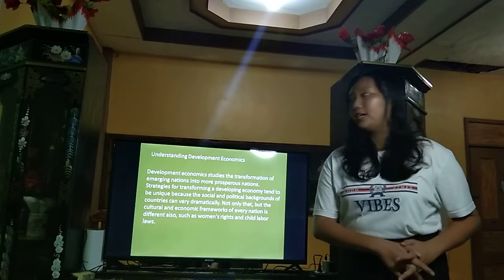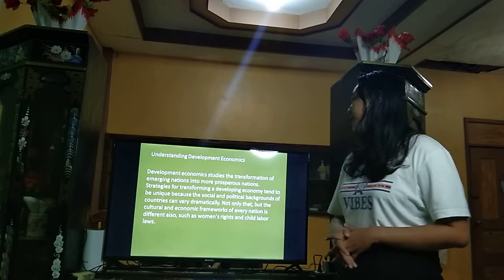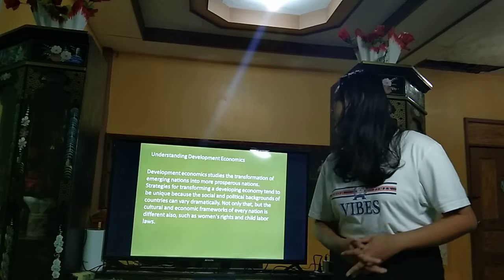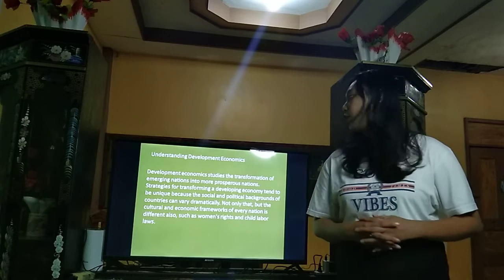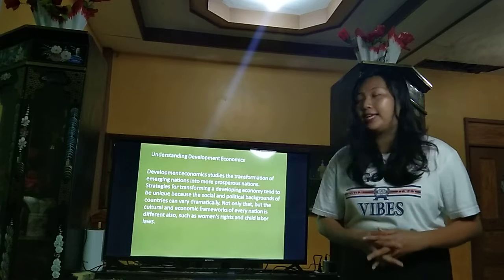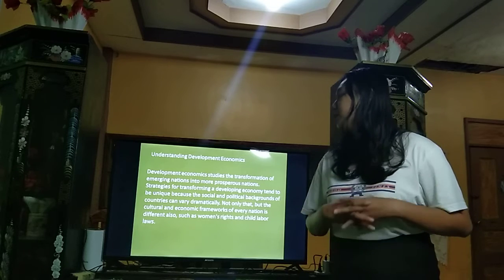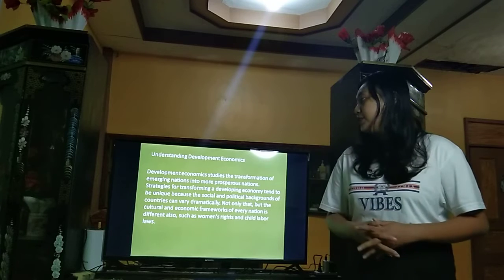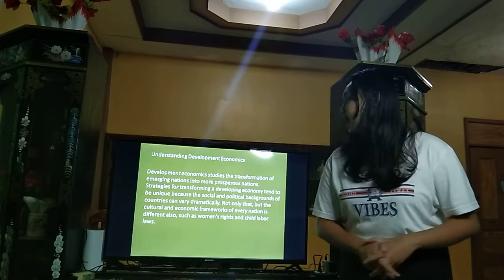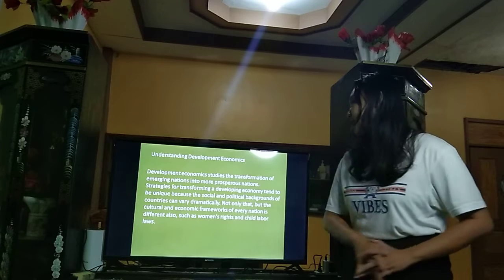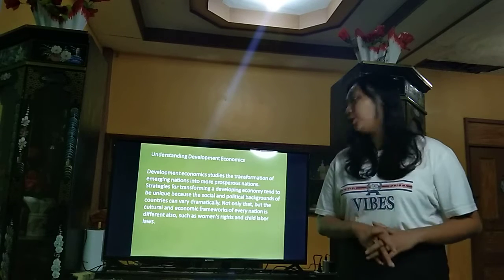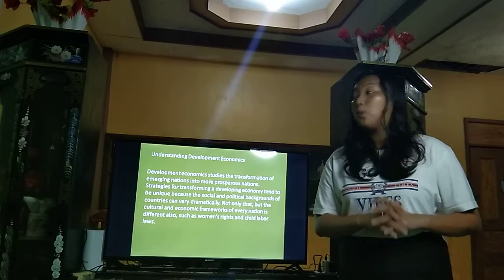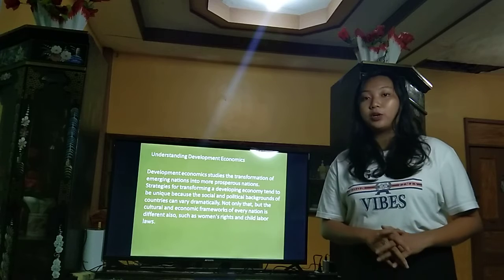Understanding development economics. Development economics studies the transformation of emerging nations into more prosperous nations. Strategies for transforming a developing economy tend to be unique because the social and political backgrounds of countries can vary dramatically. Not only that, but the cultural and economic frameworks of every nation are different too, such as women's rights and child labor laws.